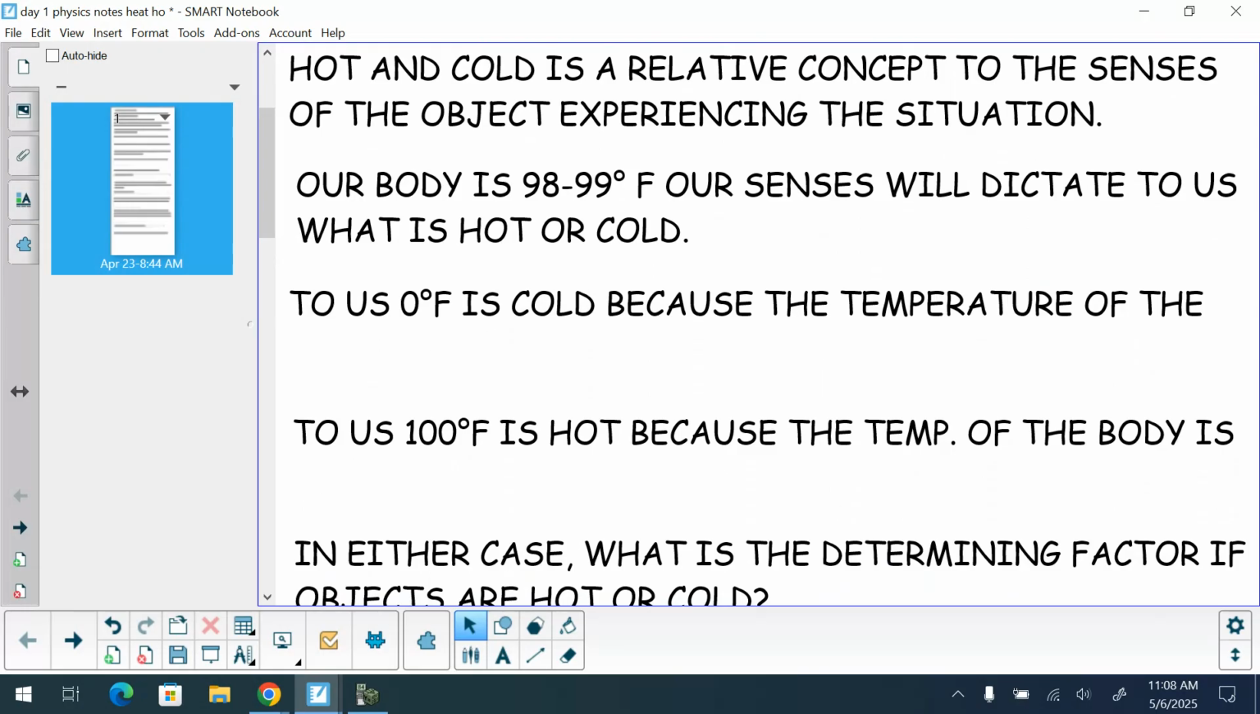We put an ice cube on your arm. Oh, that's cold. Okay? Why? The senses that you have on your skin transmit up to your brain, and your trigger is that it's cold.